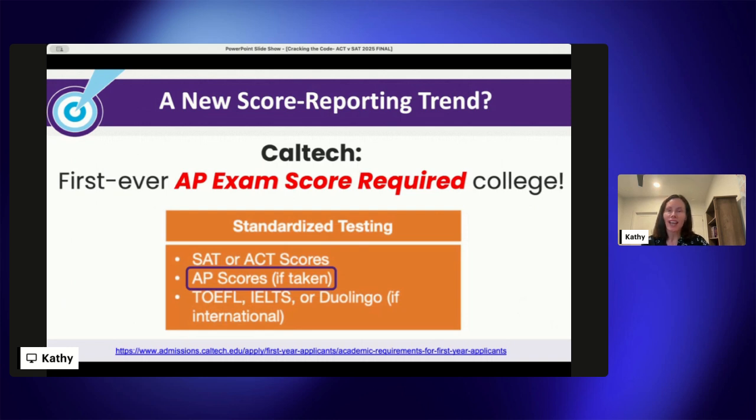One of the things that we are starting to see is that sometimes colleges, new is Caltech, require AP exam scores, and sometimes colleges will say, well, if you can't provide an SAT or ACT, we would really strongly encourage you to send your AP results or any IB results.